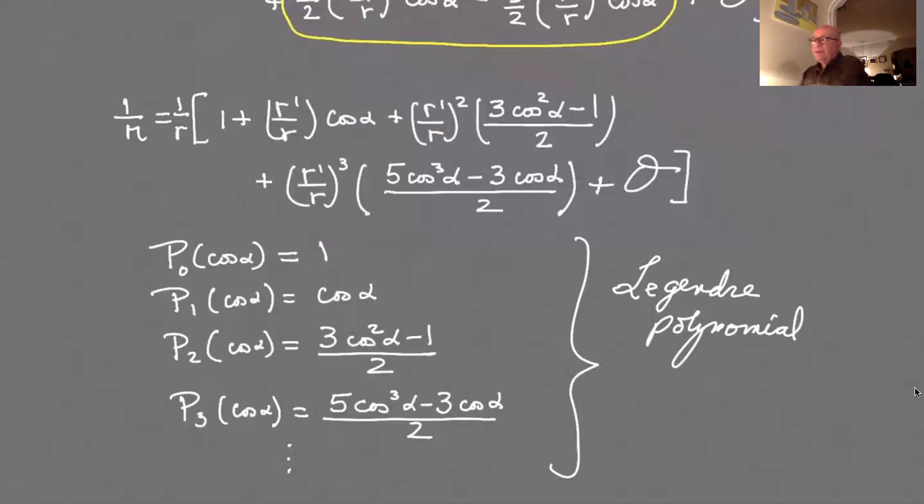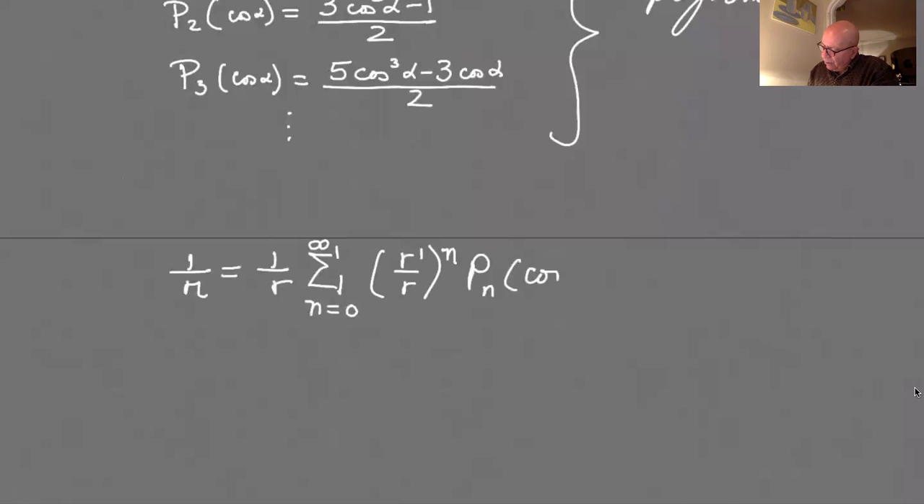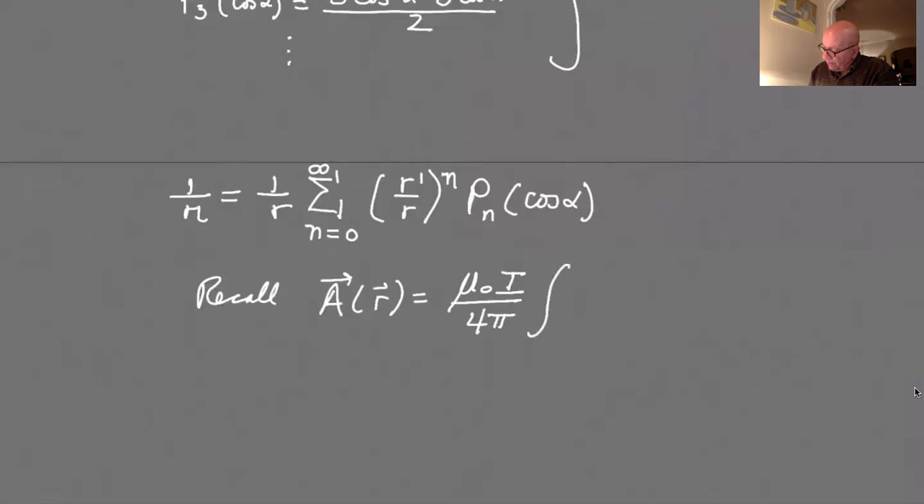Okay, and so now we can write 1 over script r as 1 over r times the summation, n equals 0 to infinity, of (r prime over r) to the n power, P_n of cosine of alpha. Okay, so I'm going to end this piece right here, and then we're going to pick it up. All right, so we have to recall that A sub r, which is now mu 0 times I over 4 pi times the integral of dl prime over script r.